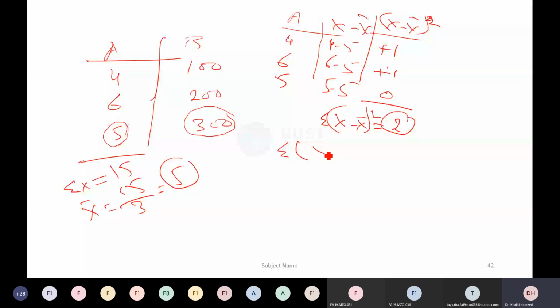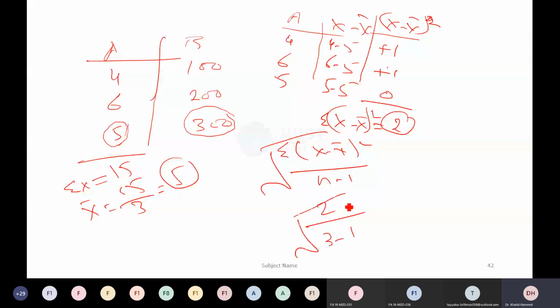So the summation of x minus x bar squared divided by n minus 1, under root, is the formula of standard deviation. So it will be 2 divided by 3 minus 1 under root, and that will be 2 divided by 2 under root, and that will be equal to 1. So that's the standard deviation. So here you have a standard deviation of 1.